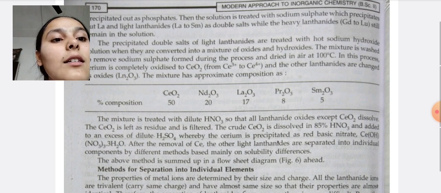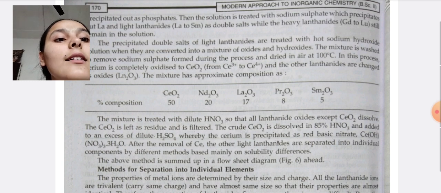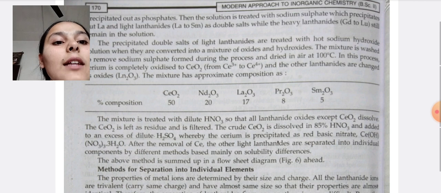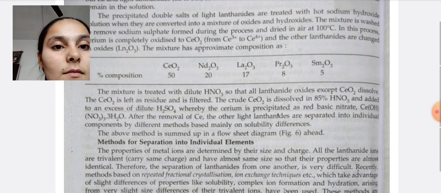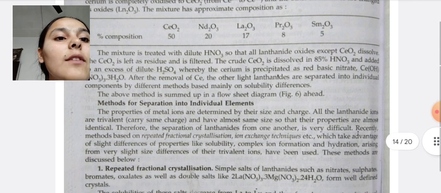The crude CeO2 is dissolved in 85% HNO3 and added to an excess of dilute H2SO4, whereby the cerium is precipitated as red basic nitrate, Ce(OH)(NO3)3·3H2O. After the removal of Ce, the other light lanthanides are separated into individual components by different methods based mainly on solubility differences.